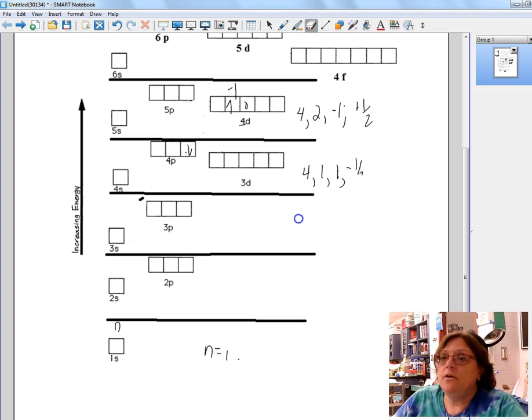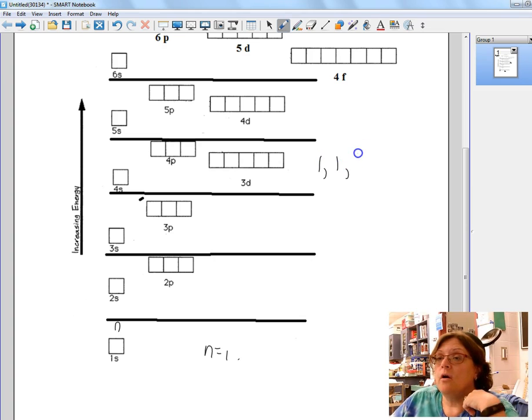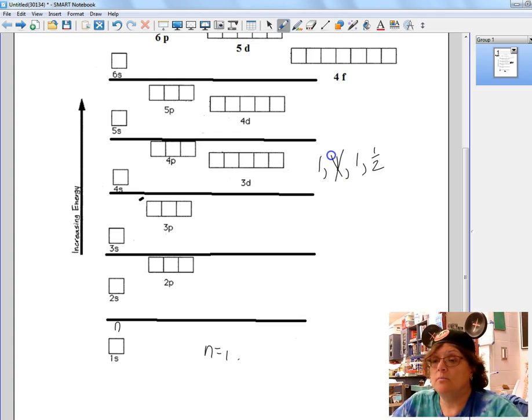Now what if I gave you a set of numbers and said go deliver a pizza? You can tell me whether that pizza will get where it's going. For instance, if you had a number of 1, 1, 1, 1/2, that first number refers to the energy level. The second number refers to the shape of the orbital. A 0 is an S, a 1 is a P. Do you see any P's in the first energy level? No. Therefore, this is not a possible quantum number.